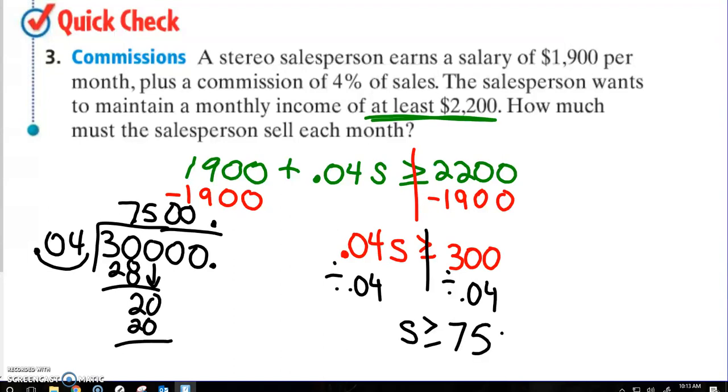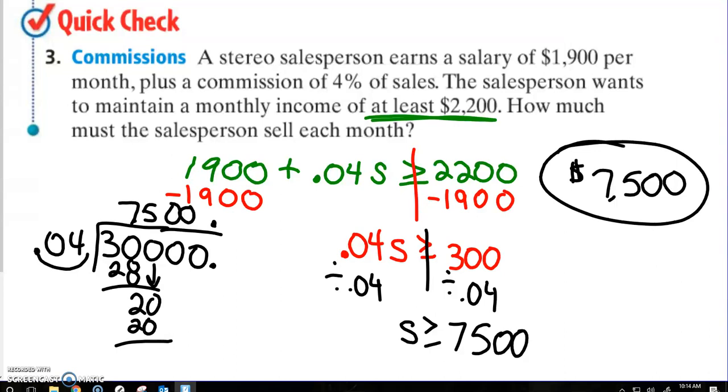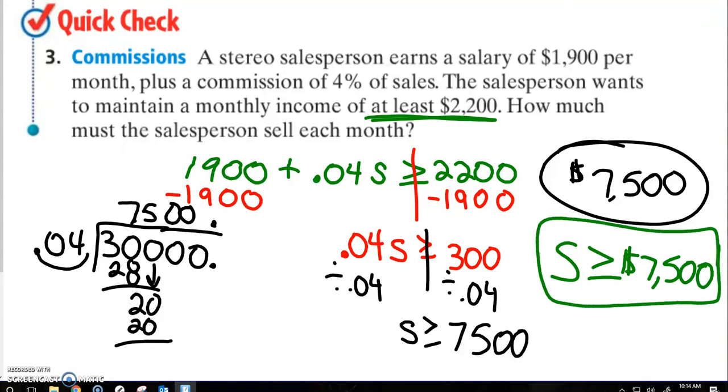So this person needs to sell $7,500 worth of electronics to make their goal. It's okay if their sales are greater than or equal to $7,500. Good luck with multi-step inequalities.